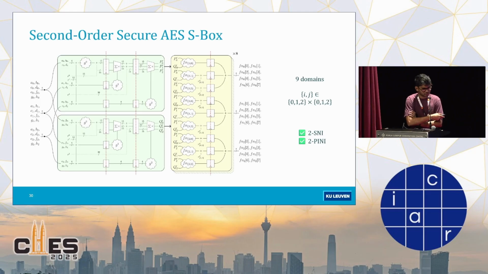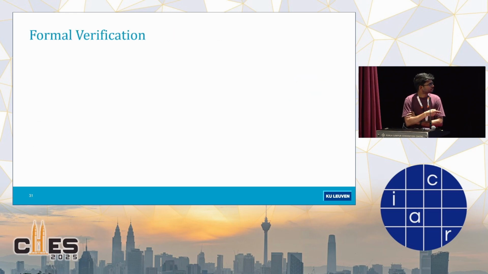For second order AES S-box, the process is the same. You split the inputs, you have 2 identical instances of HOTSM, and then you combine them with a DOM-like construction. And it has 9 domains because 3 cross 3. It's again SNI and PINI.